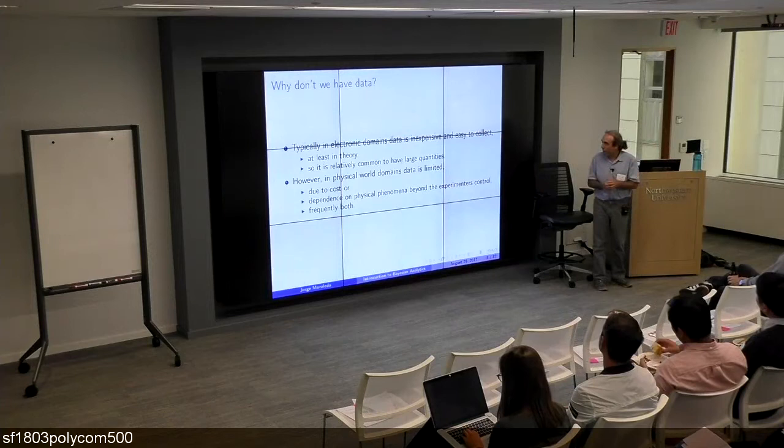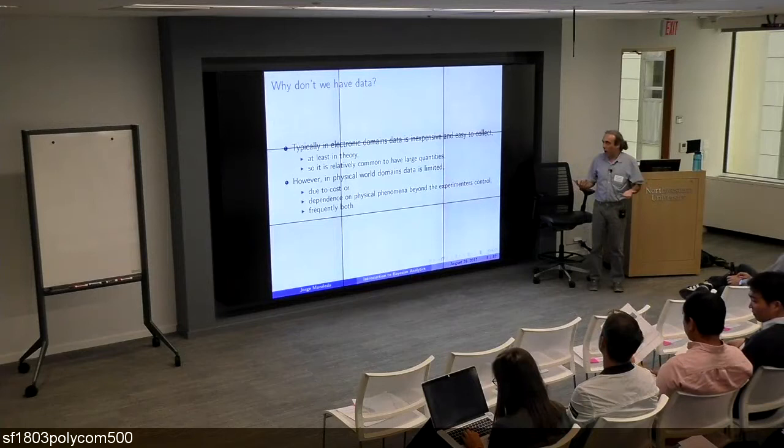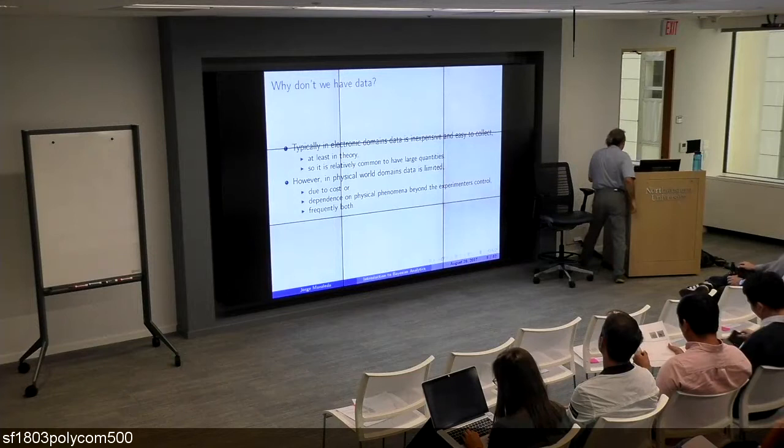But at some point, the bits meet the atoms, and there is the real-world component of things. And when you start working in the physical world, data becomes limited because it's expensive, or there are legal or regulatory reasons, or nature does things that you can't control frequently. Both. Let's see some examples of some of these things.